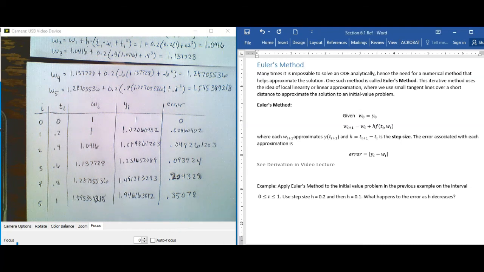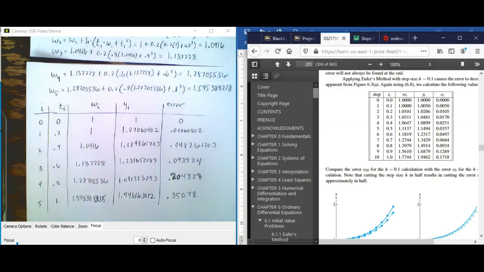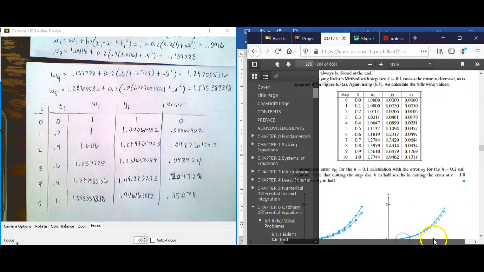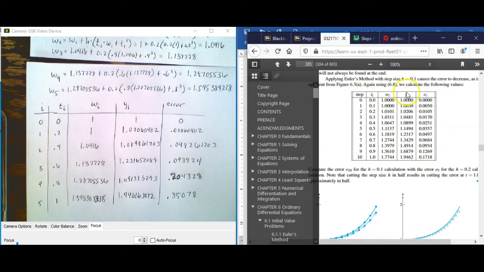But if you look here in your book at this table here, these are the iterations associated with h being 0.1. So notice we would partition by 0.1s on our t-axis, 0, 0.1, 0.2, 0.3, all the way to 1. So we'd have double the number of intervals here. Here are our approximations. Here are our exact solutions. And here are the errors.